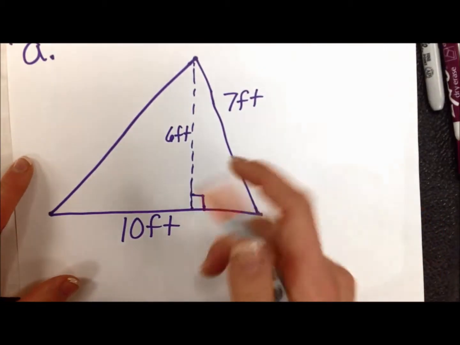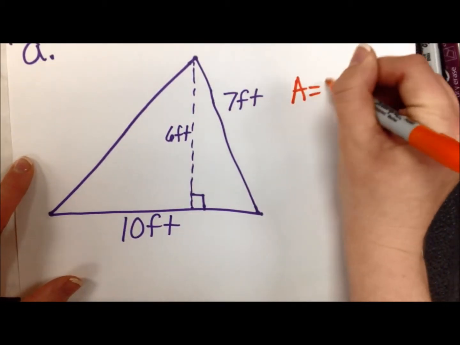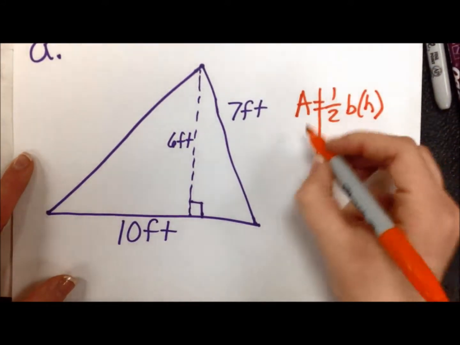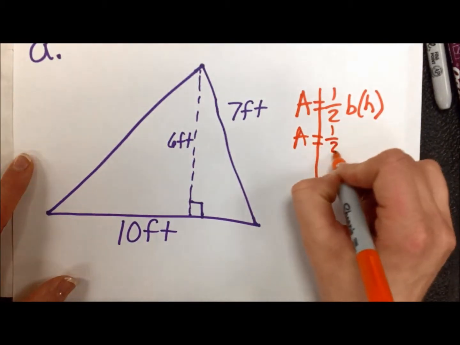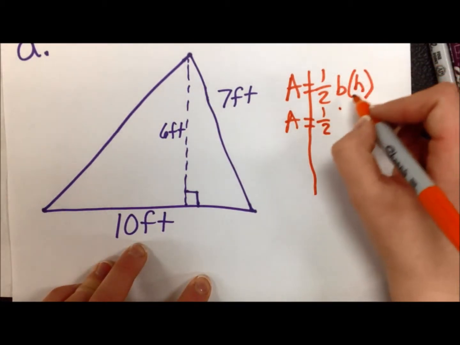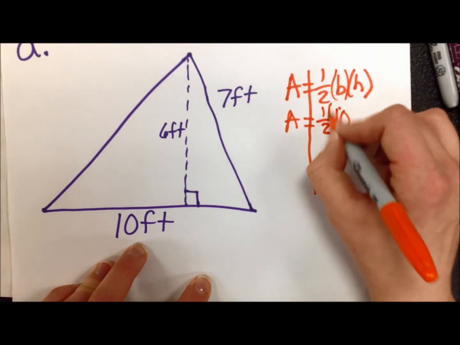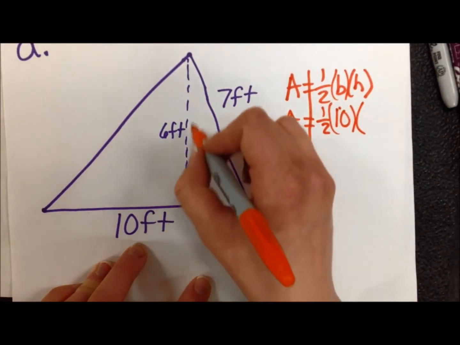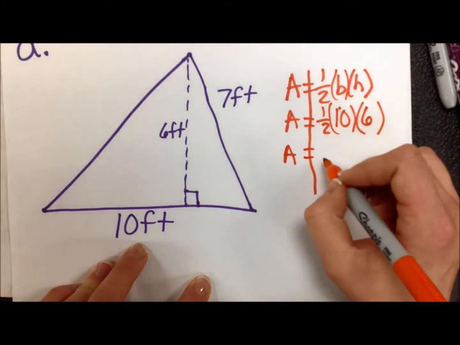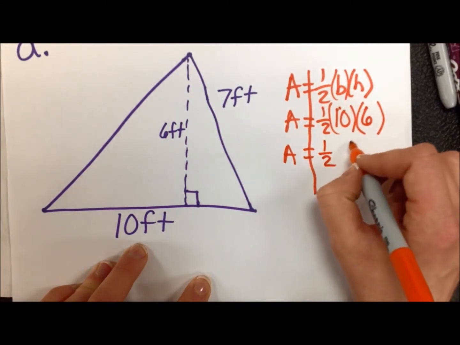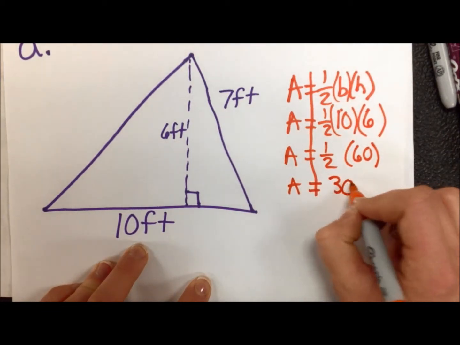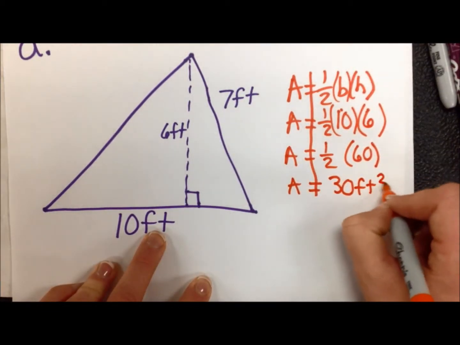So to start off with, we write our formula. Area equals 1/2 base times height. Draw your line. Area equals 1/2. And I need my base. So my base in this case is 10. And my height, remember, is the dotted line, which is 6. So 10 times 6 is 60, so 1/2 of 60. And area would equal 30 feet squared.